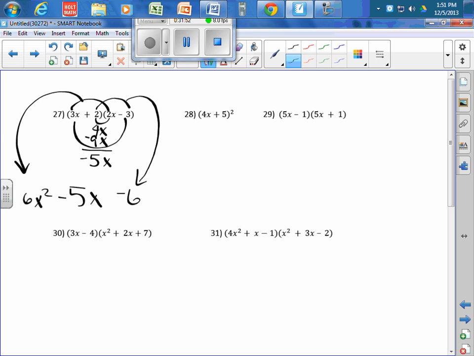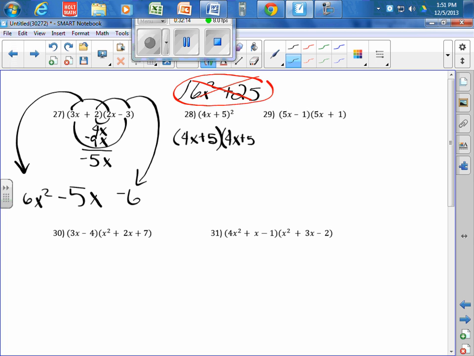Whatever you do on number 28, do not square the 4x and get 16x squared, and then square the 5 and get 25. I will tell you right now, that will be marked wrong all day long. What you're going to do here, since we're squaring a binomial, is you'll need to write it down twice. Now, what kind of problem is this? That's right, it's a FOIL problem.